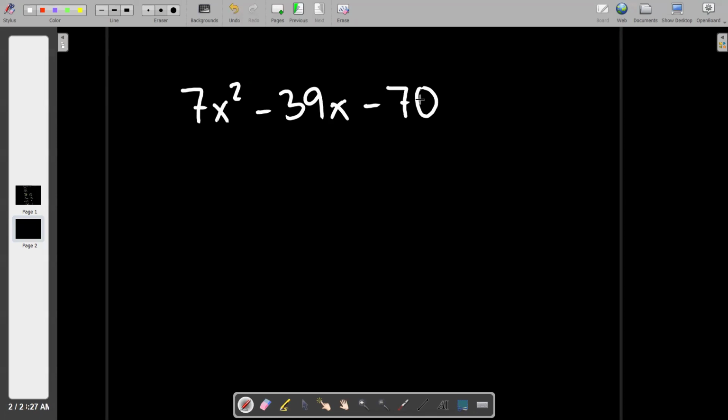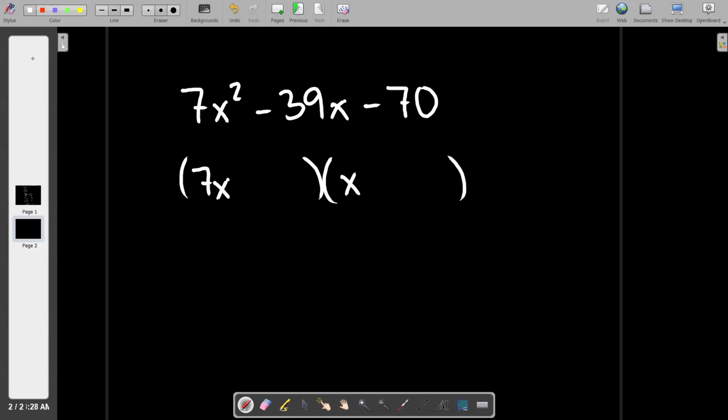There are no numbers, I assure you, in the known universe that multiply to make 70 and add to make 39. But that doesn't mean we're screwed. We can still do this. So let's build our shells, just like always. But you might remember, I think we talked about this in the review, we can't put x and x, we have to put 7x and x. If you put x and x, that'd be silly. It doesn't multiply to make 7x squared, right?